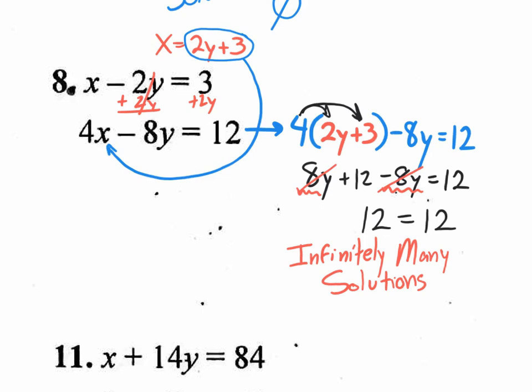Does that make sense? Now, if I would have ended up with something impossible, like let's pretend this did not say 12 equals 12. Let's say it said 12 equals 13. Then you would say no, as in no solution. What would that mean graphically? It means that they don't cross, right? So right here, 12 does equal 12, always. That means infinitely many solutions. Something impossible would be no solution.